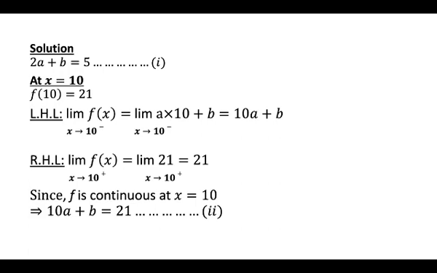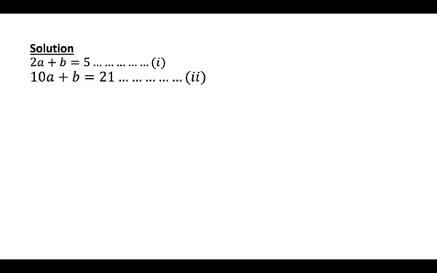Now we have two equations: 2a plus b equal to 5 and 10a plus b equal to 21. Solving for a and b, we get a is equal to 2 and b equal to 1.